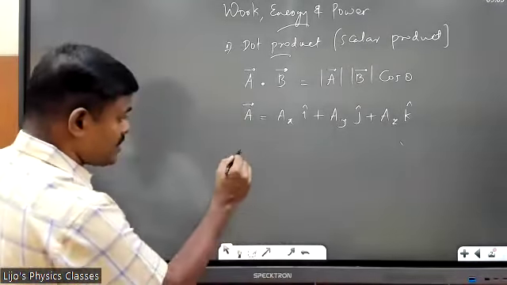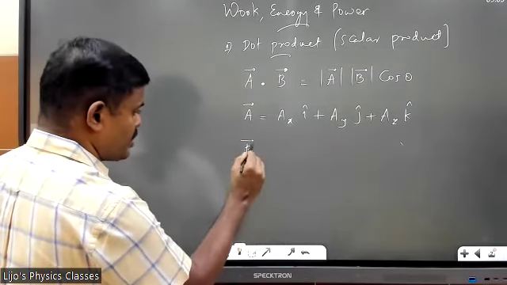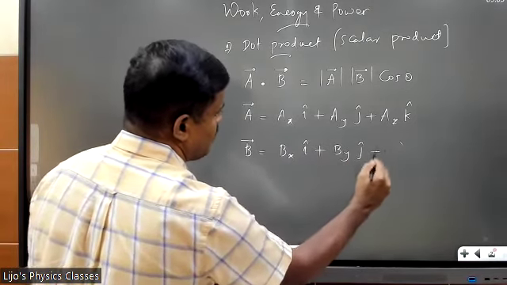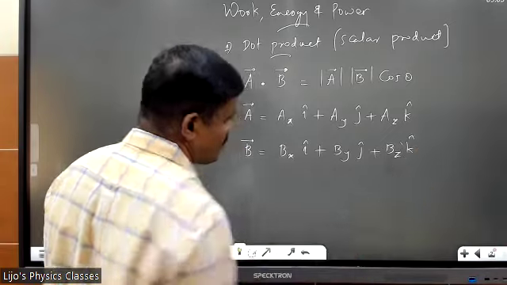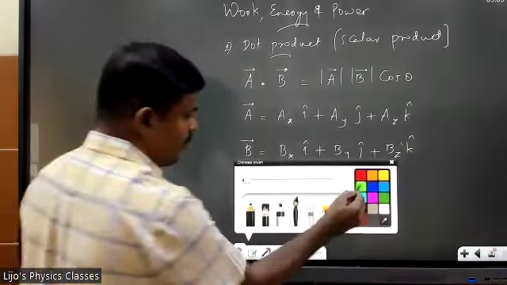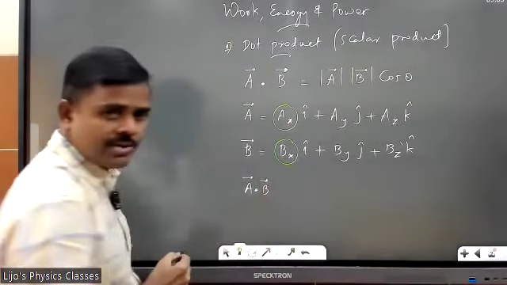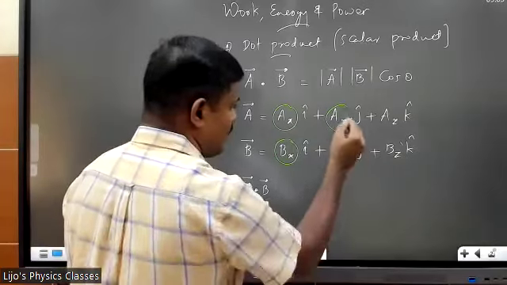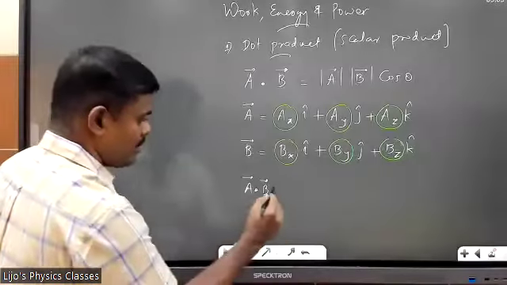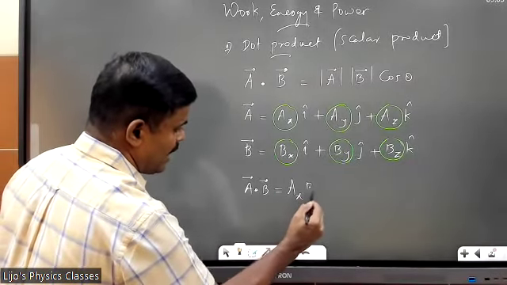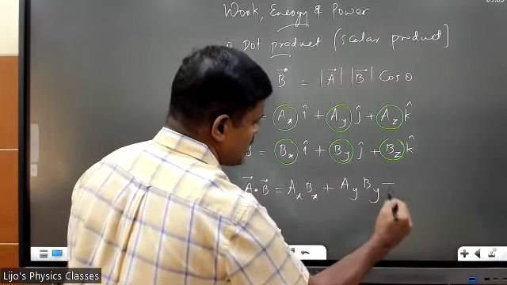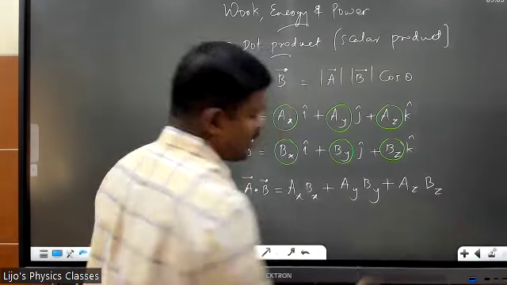So I have another vector, B vector. What is the B vector? In a similar way, it is Bx i cap plus By j cap plus Bz k cap. So I got two vectors. How to take the dot product? There is an easier technique. Look at the green circled ones. They are components, right? Ax and Bx, Ay and By, Az and Bz. Just multiply them and add them up. A dot B is Ax Bx plus Ay By plus Az Bz. That is how you take the dot product.